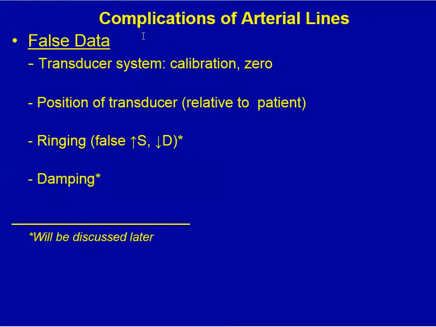The first set of complications are false data, and this can be because the transducer system is miscalibrated or it's in the wrong position, as we illustrated earlier. And there's a phenomenon called ringing and damping. And I will discuss both of these at the end of this seminar.